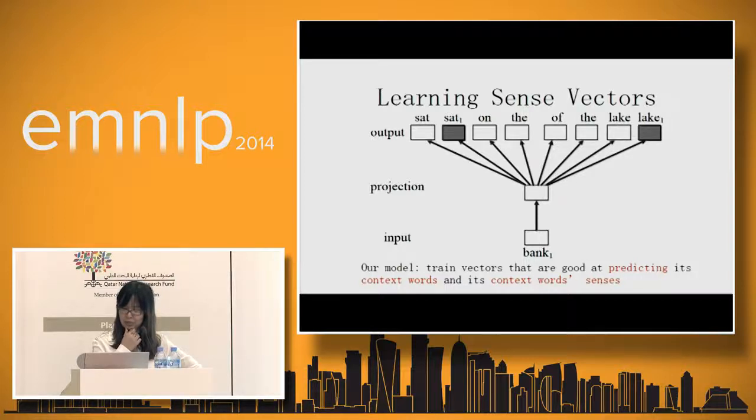I don't know that for sure. I think it should be the same way as the original Skipgram model, just adding some sense information. Over here for bank, the bank is set with sat one. But sat one and lake one are the positive context information. So how do you sample the negative information? Do you add some arbitrary sense contexts? I think they pick other senses randomly, maybe two or three or four, like that.